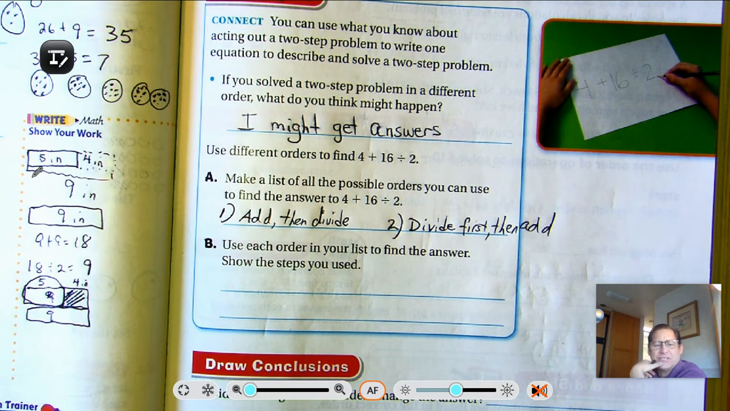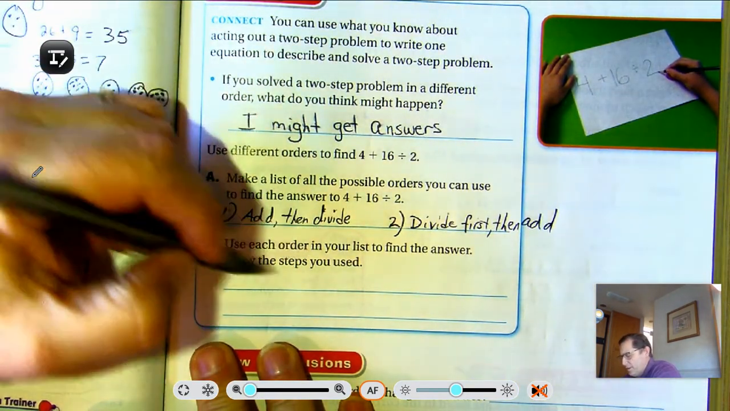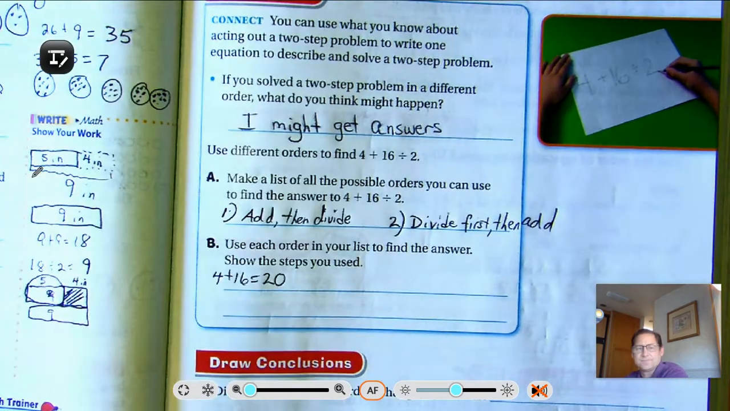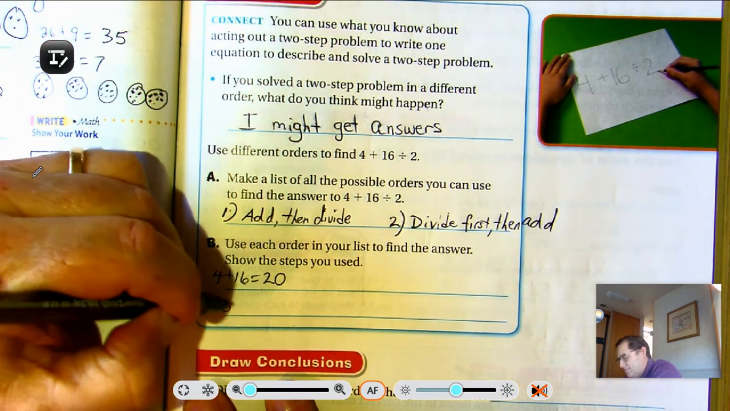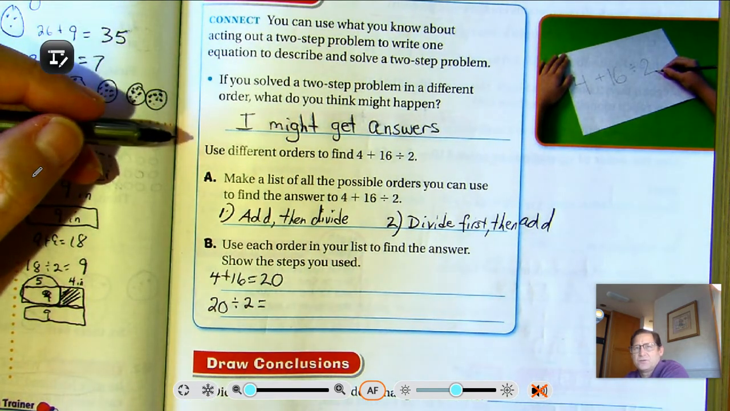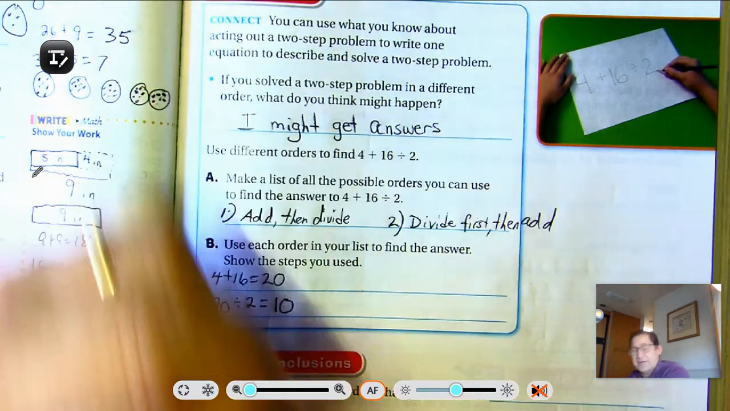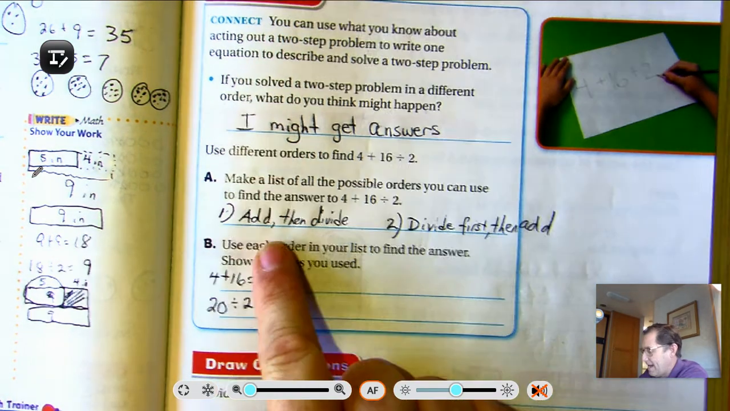Part B, use each order in your list to find the answer. Show the steps you used. All right, so this first one, 4 plus 16 equals 20, right? 16 and 4 more is 20. And then the next step, I still have to divide by 2. 20 divided by 2. 2 times what is 20? 10, right? 2 times 10 is 20, so 20 divided by 2 is 10. All right, so that's what we got when we add first and then divide.